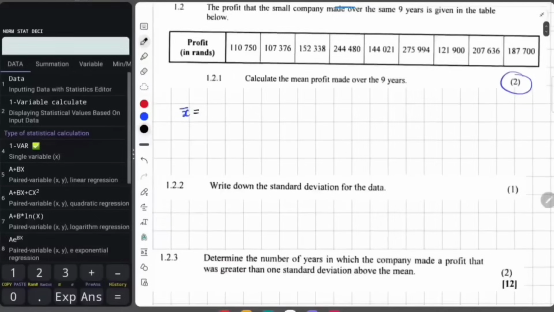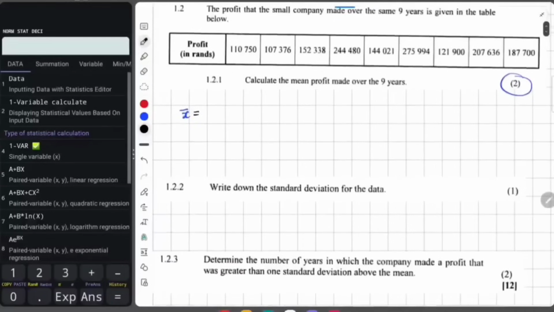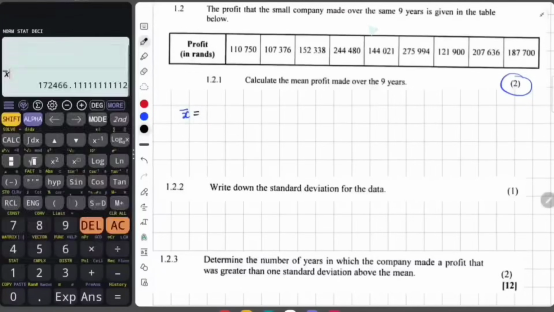Okay, so once you press that, you're going to see that you have 4 options. Number 1 says N, which is really just the frequency. Number 2 has this symbol, which is for mean. Okay, so just press option 2 is equal to, and let's see what we get. Okay, so the mean, we get 172,466.11 cents, and this is money. So this is the mean, or basically the average of the profits that they have made in the 9 years.